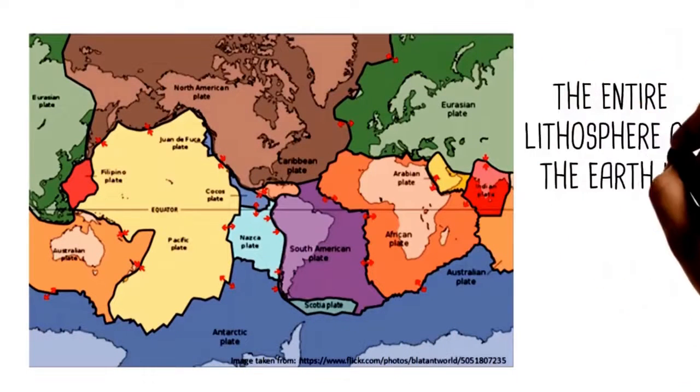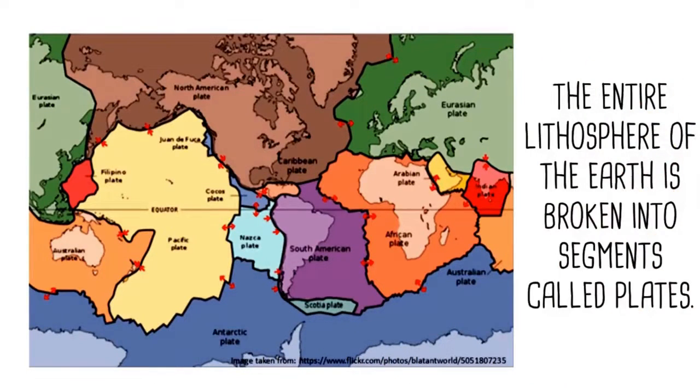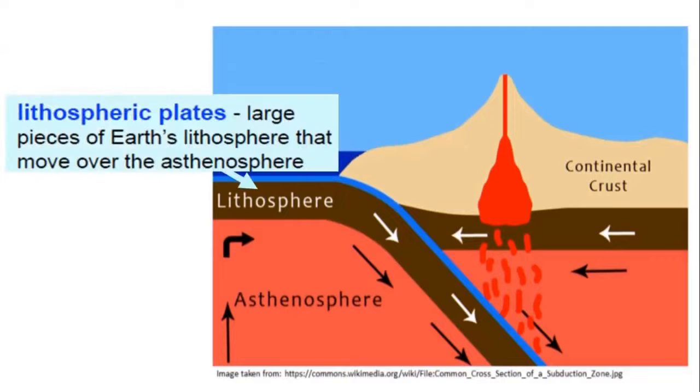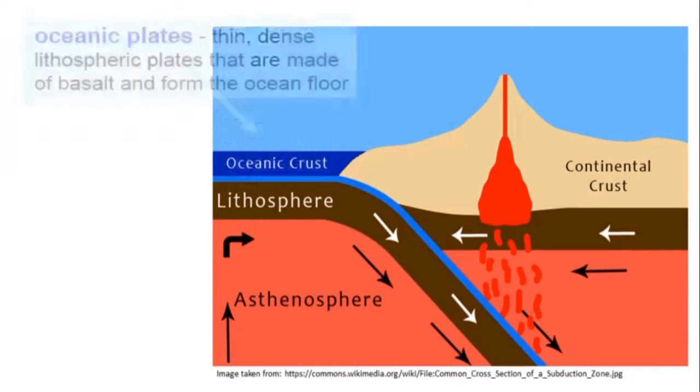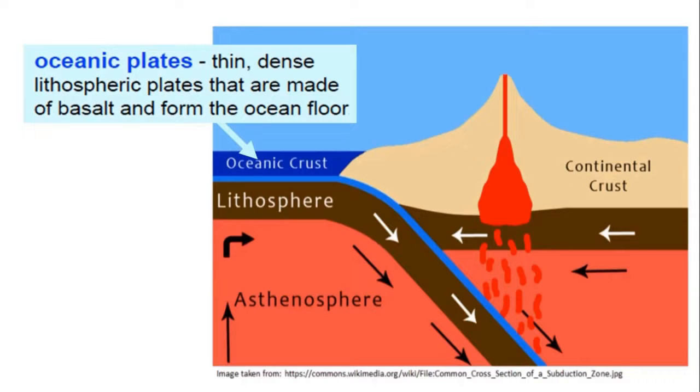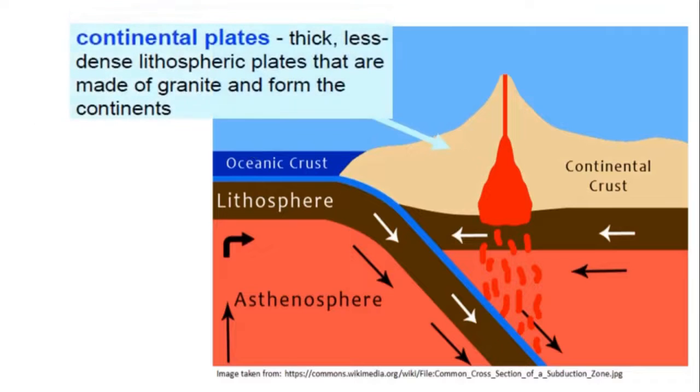First, we have the idea that the entire lithosphere of the Earth is broken into segments called plates. Lithospheric plates are large pieces of the Earth's lithosphere that move over the asthenosphere. We have two types of lithospheric plates. First, we have the oceanic plates, which are thin, dense lithospheric plates that are made of basalt and form the ocean floor. We also have the continental plates, which are thick, less dense lithospheric plates that are made of granite and form the continents.